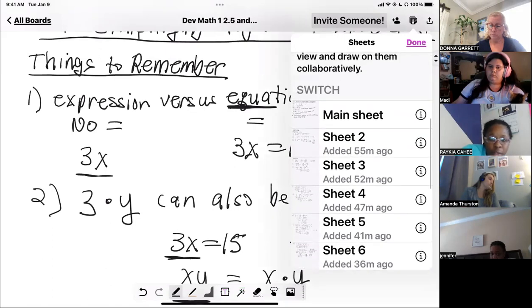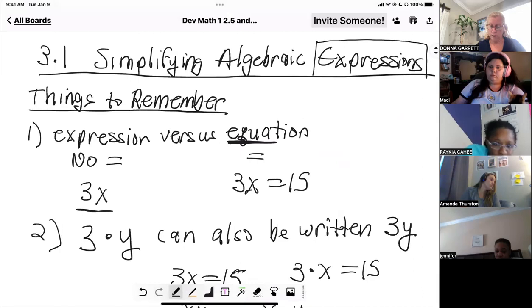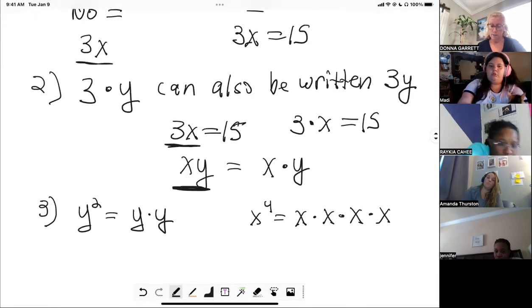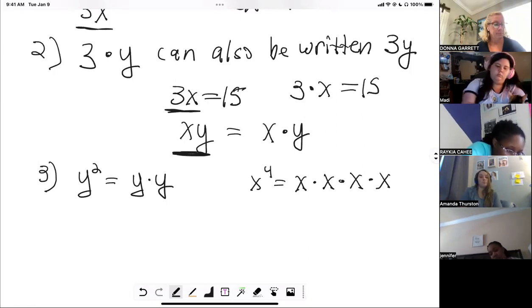Can you scroll back down a little bit? Yeah. Which way? This way? Down so we can see number 3. Oh yeah, sorry. There you go. Okay, I got it.